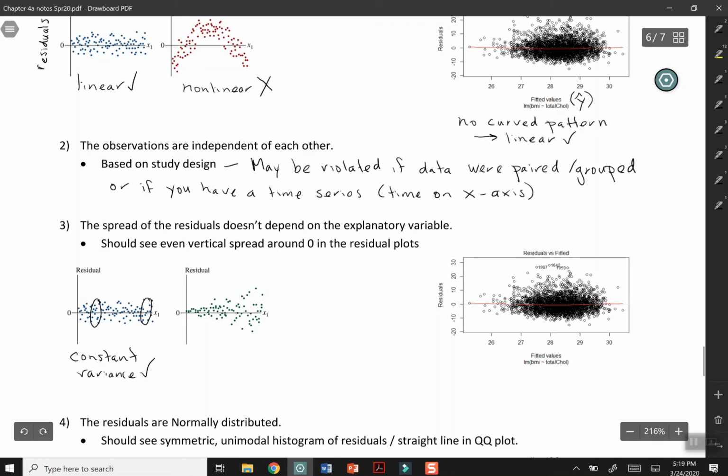Constant meaning no matter where you are on the x-axis, the variability is about the same, right? The vertical spread here is about the same. Okay, what we don't want to see is the vertical spread being small in some places and really large in other places. Sometimes people describe this as a funnel shape or a fan shape, like it fans out. This shape would indicate non-constant variance.